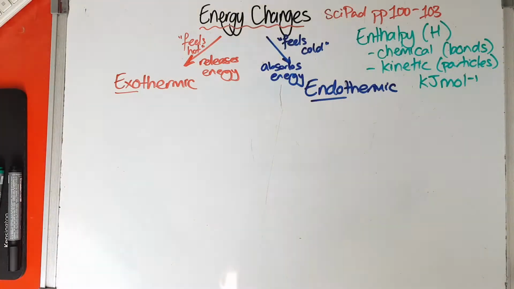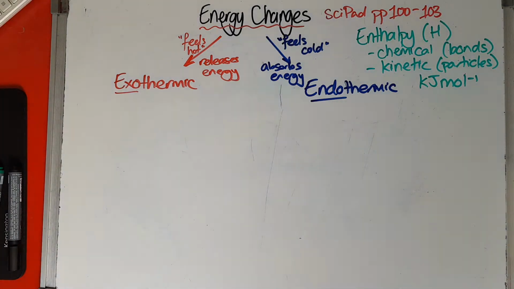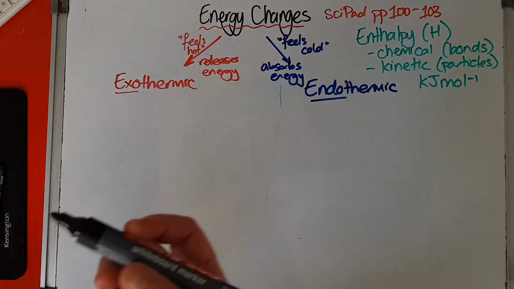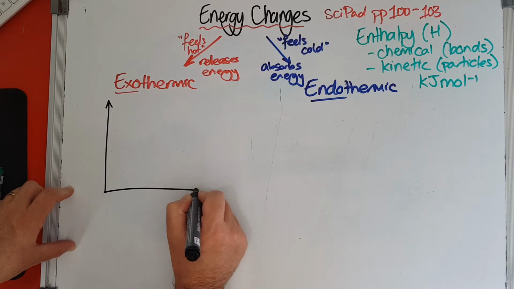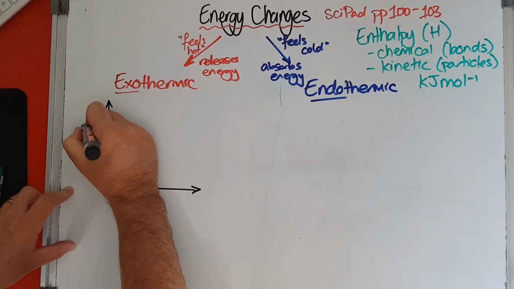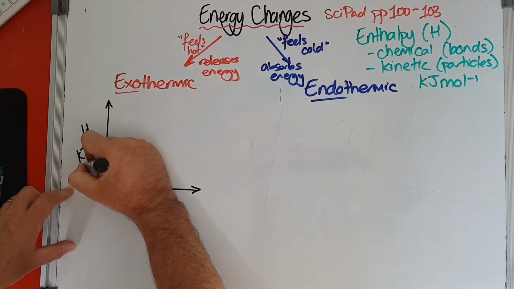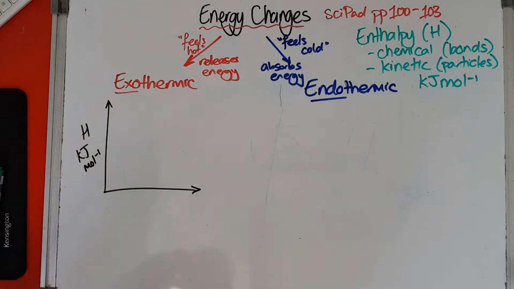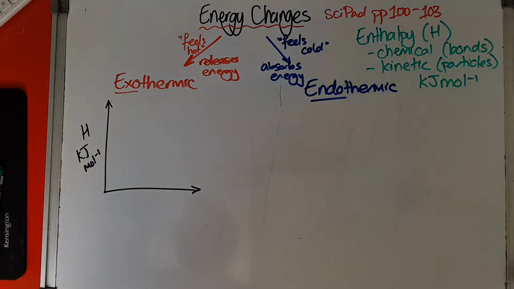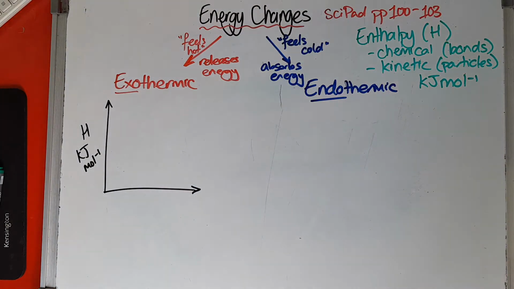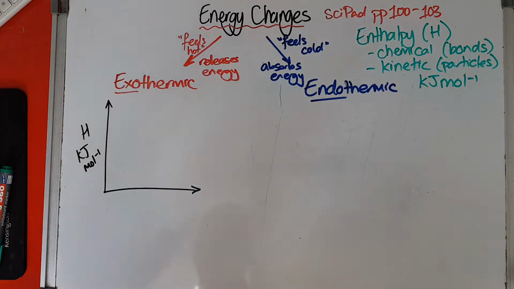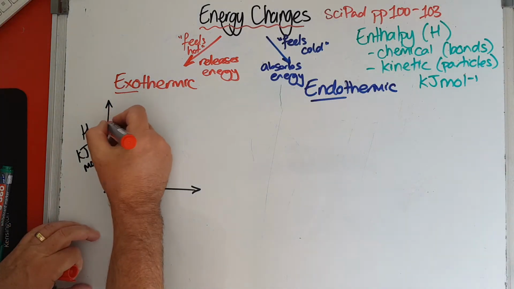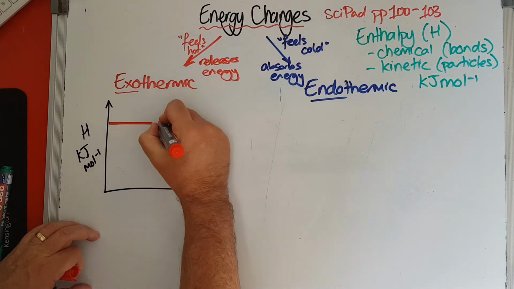So, the best way to represent exothermic and endothermic reactions are as graphs, and we need to be able to sketch these. So in an exothermic reaction, the particles that we start with have got a lot of energy already, normally within their chemical bonds. So they start with a really high energy level. Lots of enthalpy in the reactants.